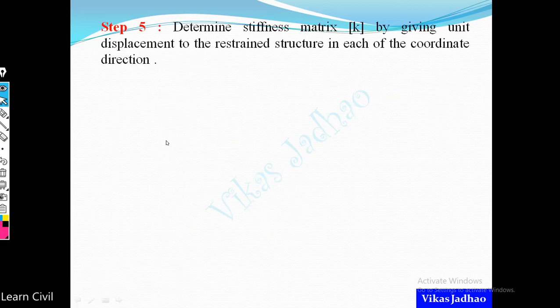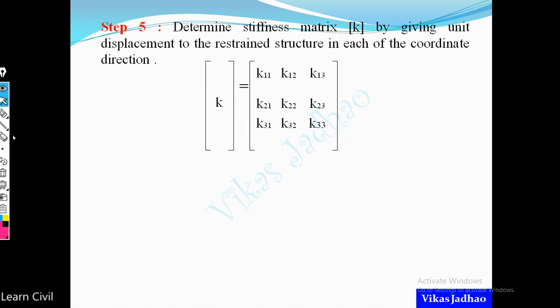Step number 5 is to determine the stiffness matrix. Now the stiffness matrix will be of size 3 by 3 because our degree of kinematic indeterminacy is 3. The stiffness matrix will have coefficients like this: K11, K12, K13, K21, K22, K23 and K31, K32 and K33. So we have to find out these coefficients or stiffness coefficients.